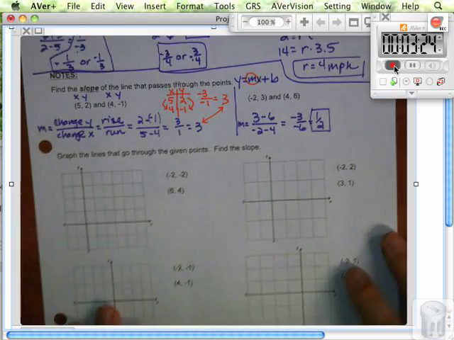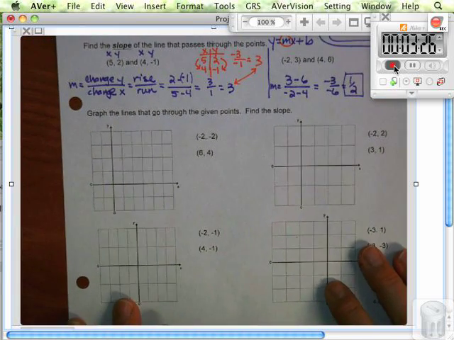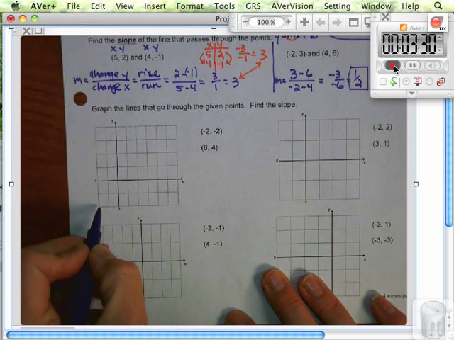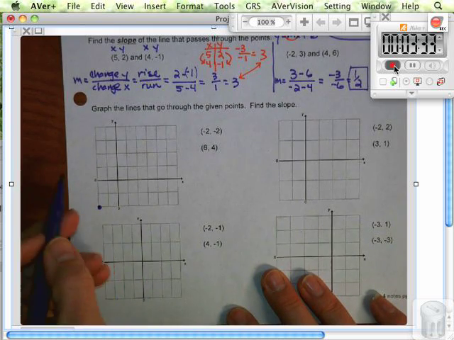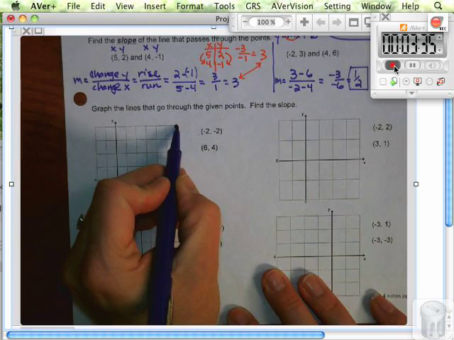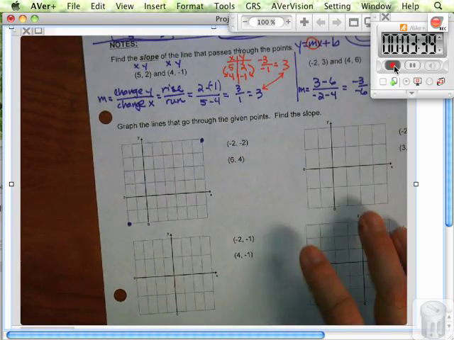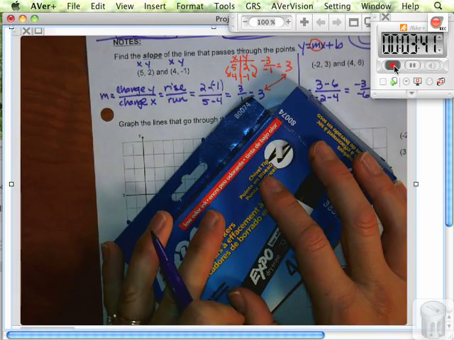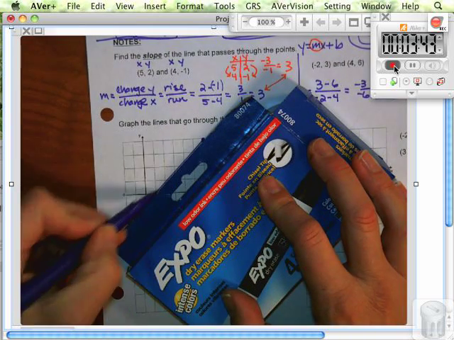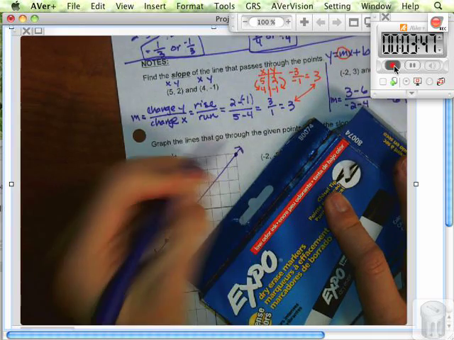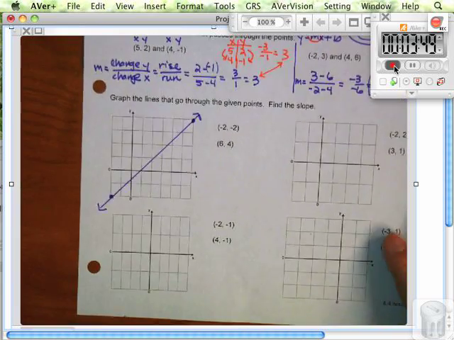Okay. Graph the lines that go through the given points. So you're going to plot these 2 points. Negative 2, negative 2. Over 6, up 4. Connect them as straight as you can. You can do arrows because there's no restrictions here. So the line goes forever. No restrictions.